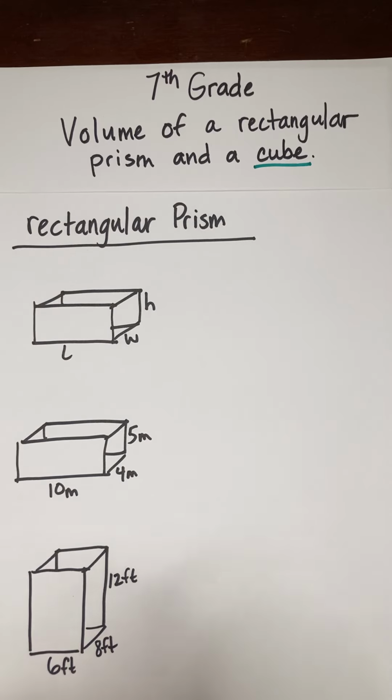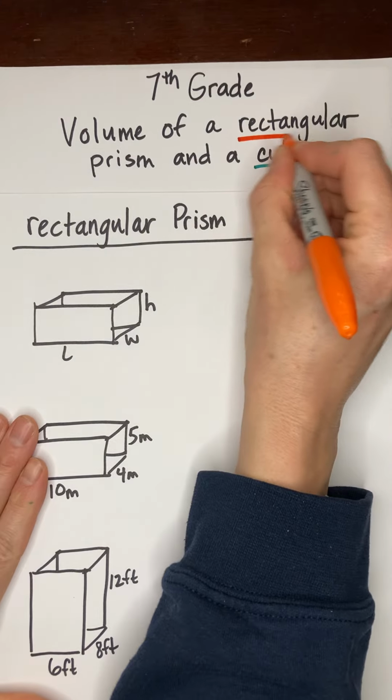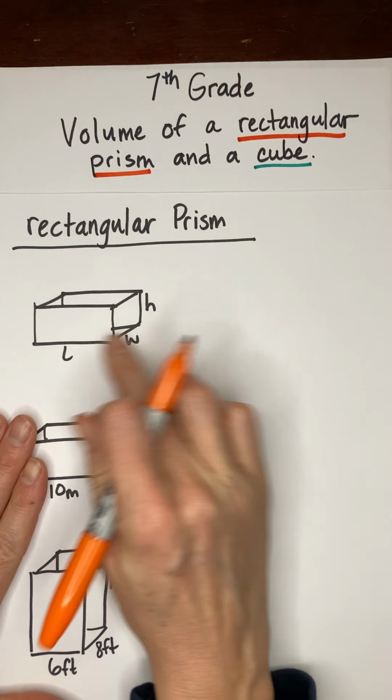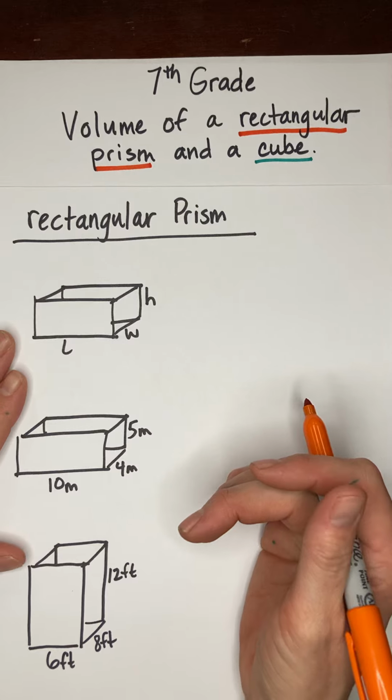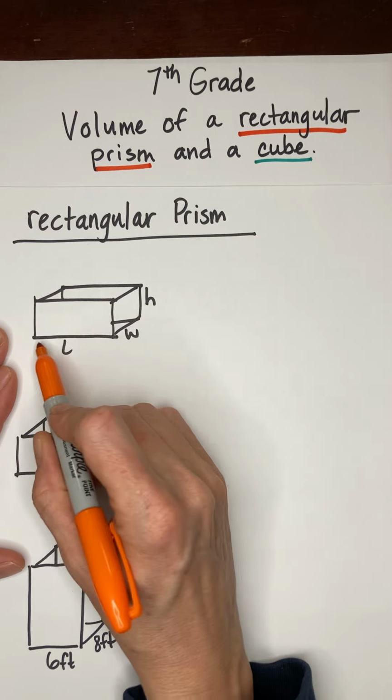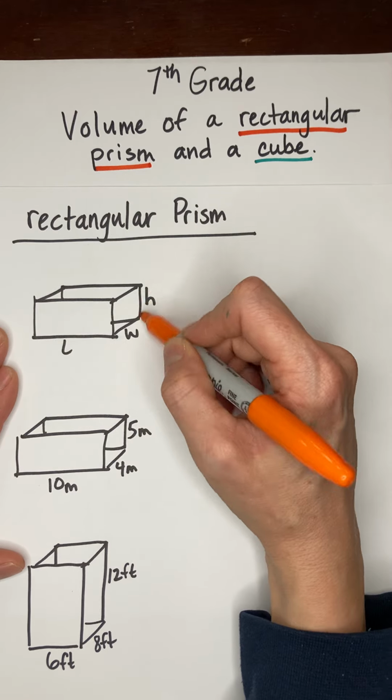All right, next is the volume of a rectangular prism. Very similar to a cube, very similar shape, except it's going to be longer or wider in a direction. Not all the sides are the same, right? So we have the length, we have the width, and we have the height.